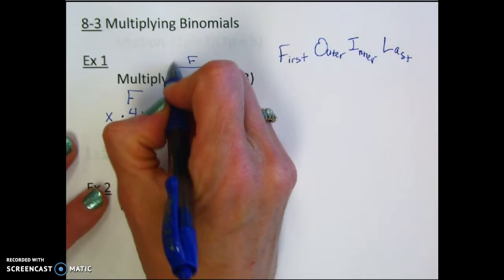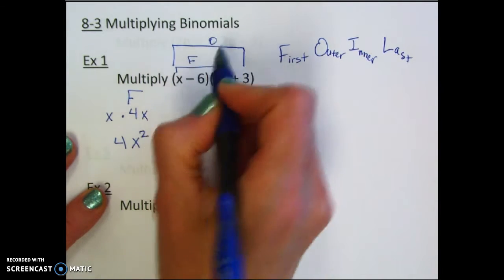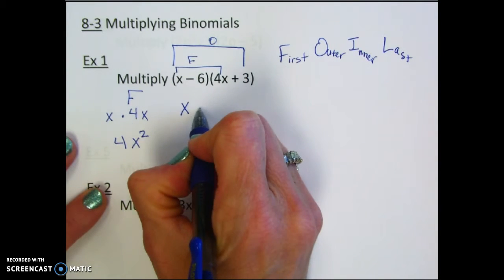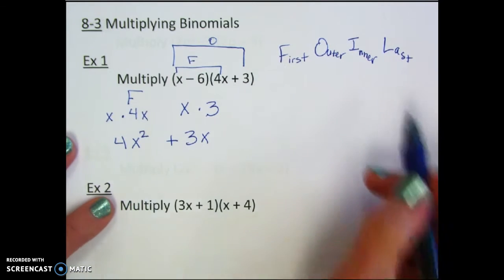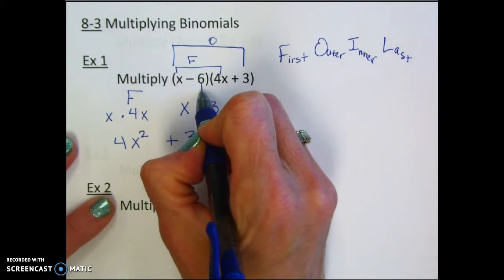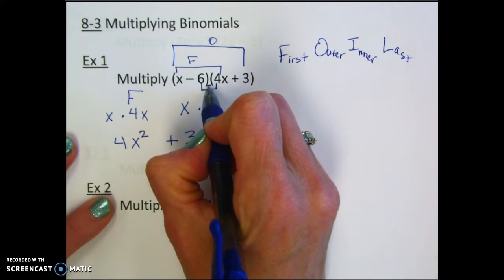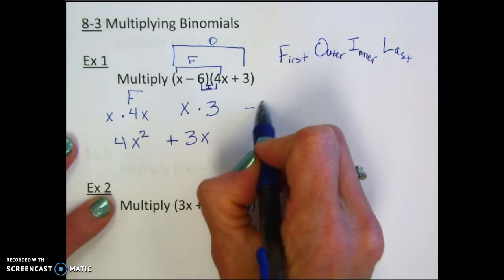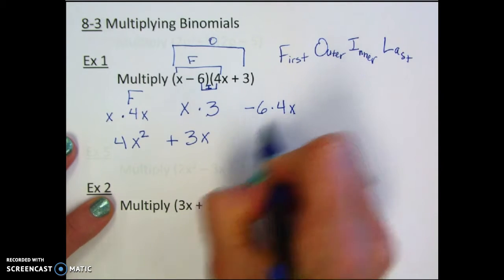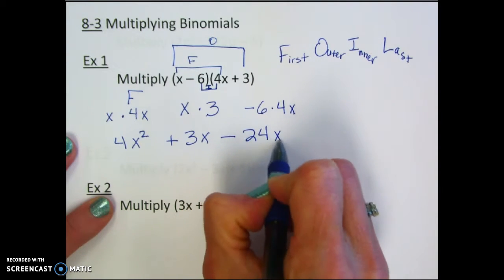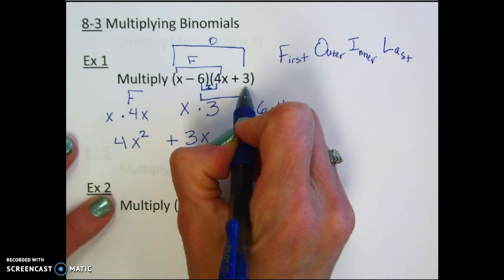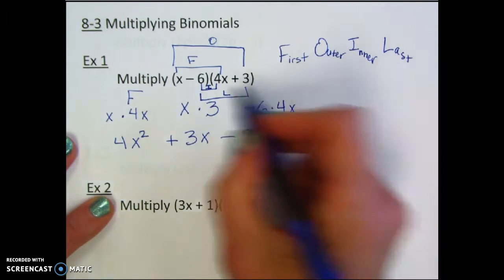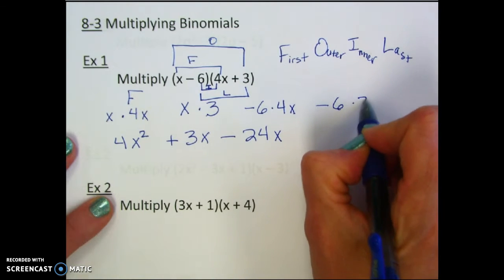Outer is the outer two pieces, so x times 3, which is 3x. Inner is the inner two pieces, so negative 6 times 4x. And then last is the last piece in the first parenthesis and the last piece in the second parenthesis. So it's going to be a negative 6 times a positive 3.